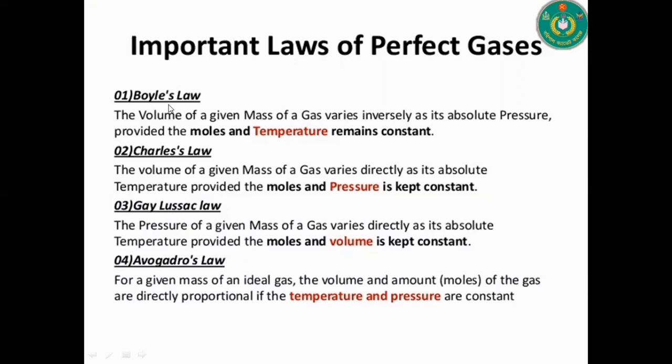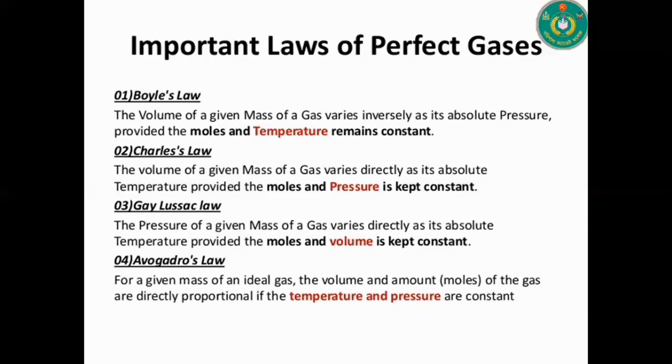In 1662, Robert Boyle established a law which gives the relation between volume and pressure of a gas at constant temperature. This law states that the volume of a given mass of a gas is inversely proportional to the pressure, provided the temperature remains constant. That is, V is proportional to 1/P.